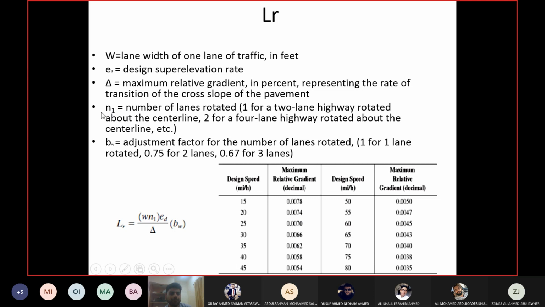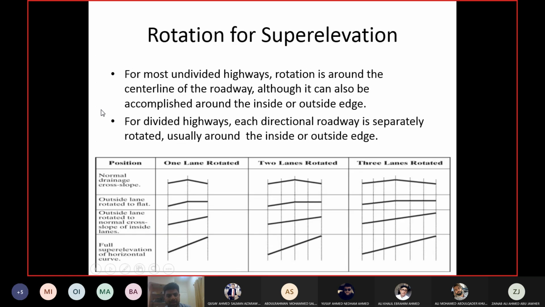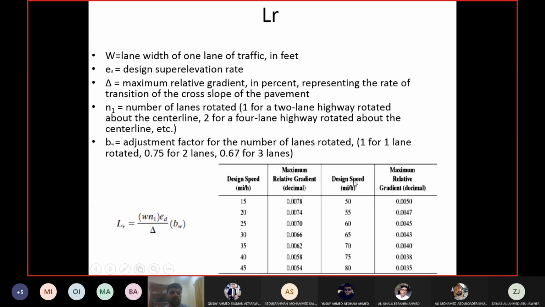Okay, N1 is the number of lanes rotated. If I go back here, you can see they are saying one lane rotated, but you can see two lanes here. So number of lanes rotated means the outside lanes, the number of lanes from the center line towards the outside edge. If there are 2 lanes, then obviously you are rotating 1 lane. If there are 4 lanes, the number of outside lanes is 2. If there are 6 lanes, the number of outside lanes is 3. So N1 will be half of the lanes of the highway.